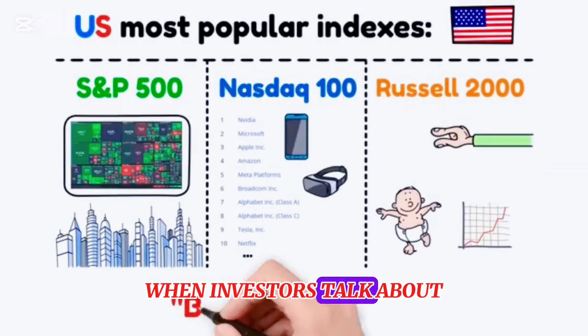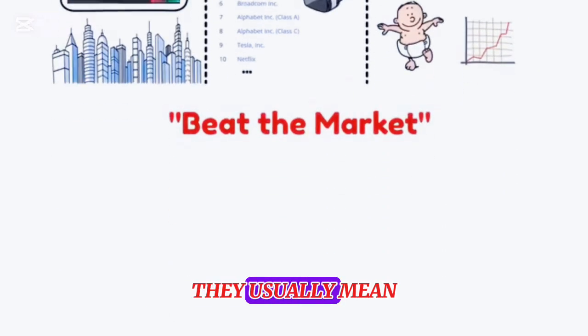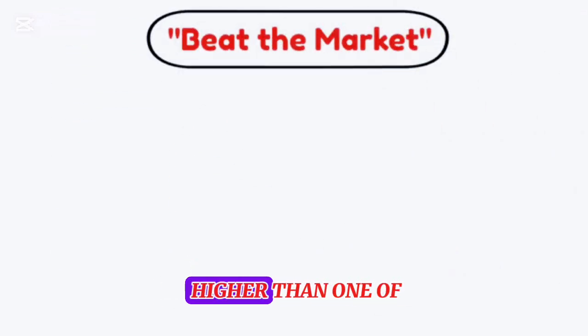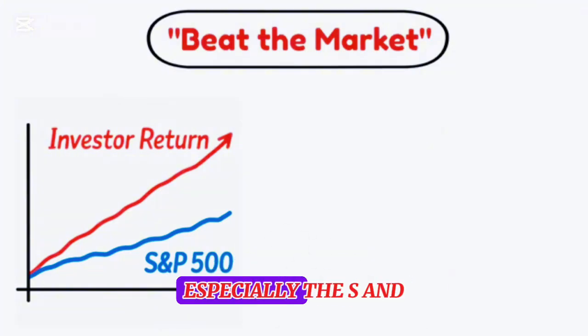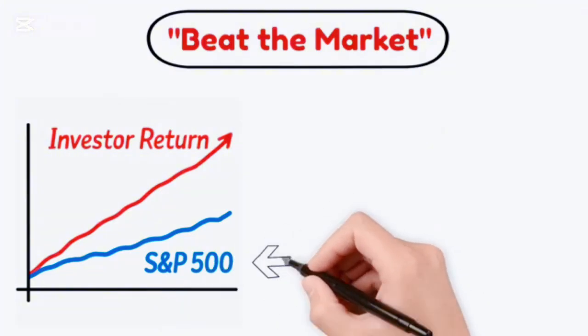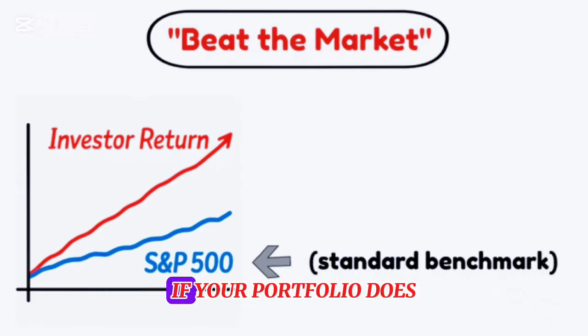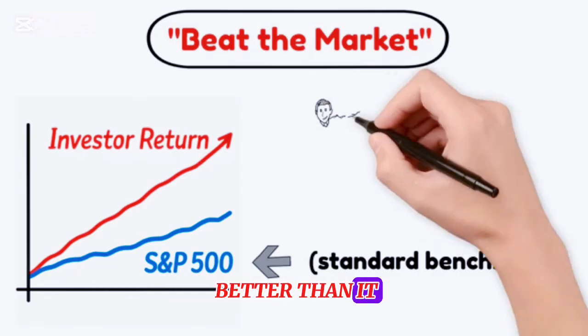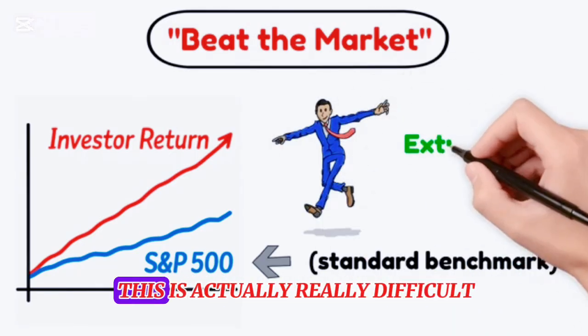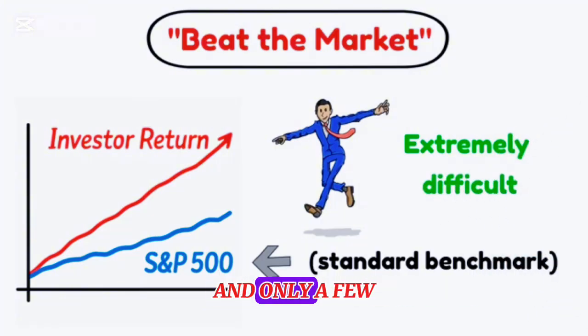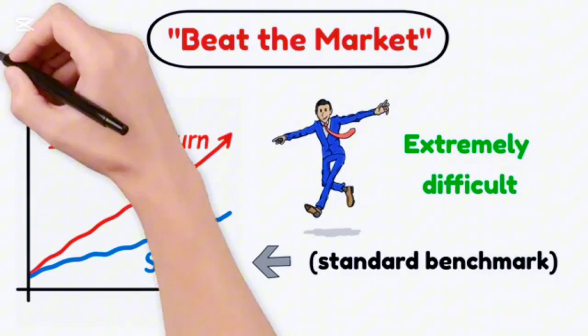When investors talk about trying to beat the market, they usually mean earning a return that's higher than one of these major indexes, especially the S&P 500. Since the S&P 500 is often treated as the standard benchmark, if your portfolio does better than it, you've beaten the market. This is actually really difficult, and only a few investors manage to do it.